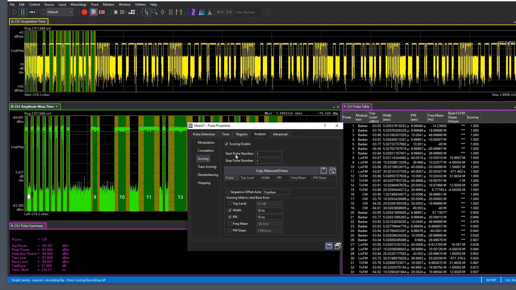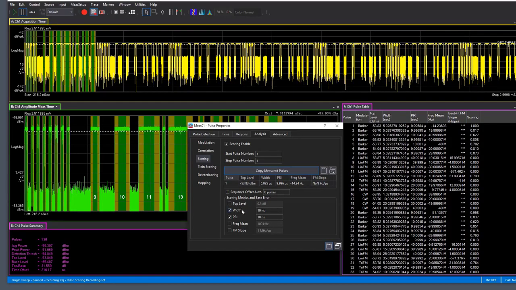And let's select as a reference pulse pulse number 1. So we're going to start at number 1 and stop at number 1 for when we copy this over. So I'm going to say copy measure pulses. So this is going to take the exact information from pulse number 1 from our pulse table here, so minus 53.83 dBm for our top level, and it's going to copy this pulse width number, PRI, frequency, as well as the FM slope if there is any measured. And it looks like this one's a Barker pulse, so there's no FM slope.